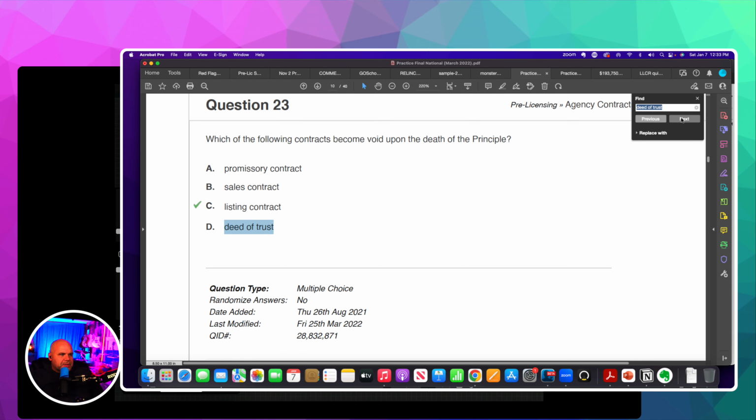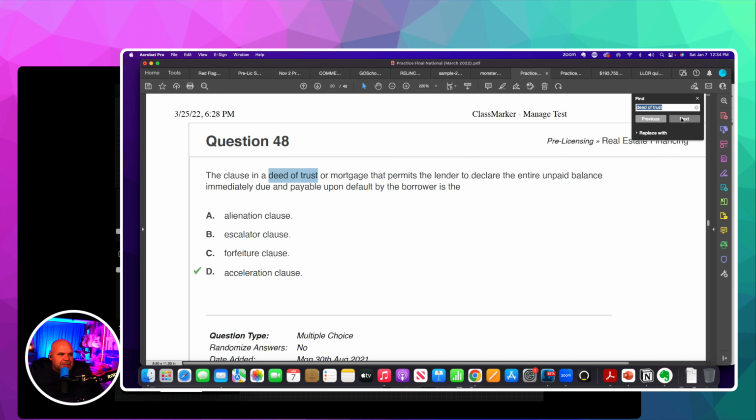What about this one? What becomes void upon death of the principal? A listing contract, not this other stuff. Sales contract, promissory note, deed of trust are all still in effect and beholden to the estate, even if the principal seller owner dies. And there's this one. That's a good one. Clause in a deed of trust permitting lender to declare everything immediately due and payable upon default. If it's a default, it's the acceleration clause. It says, oh, you screwed up. You didn't keep up your end, therefore you got to pay us everything you owe us.